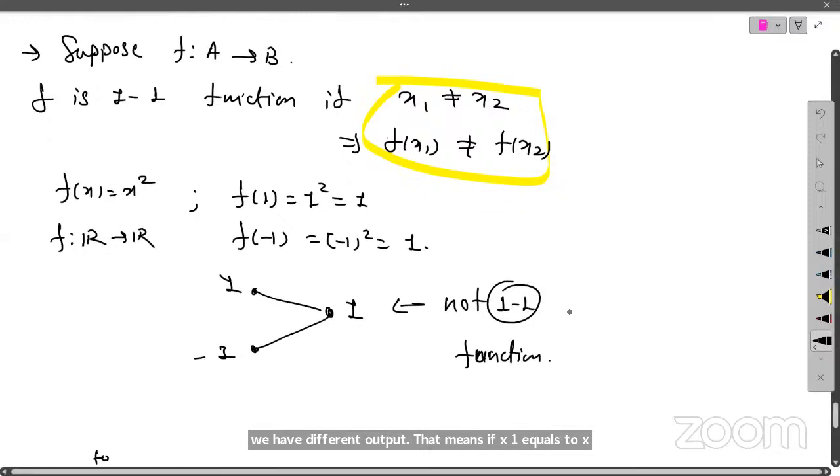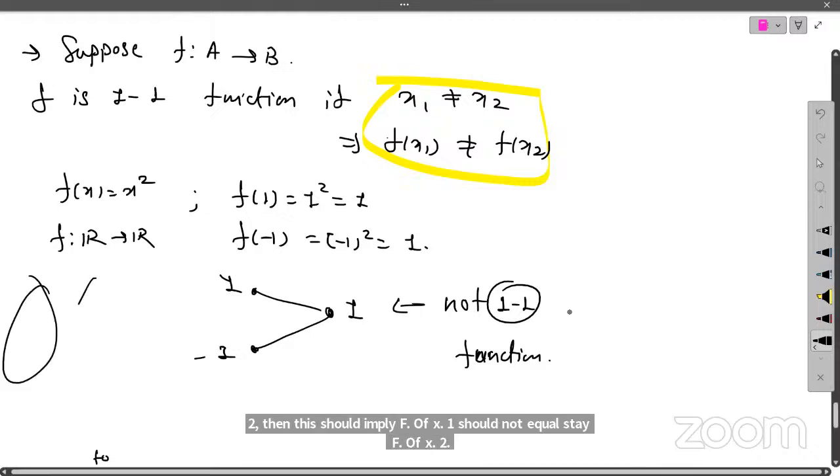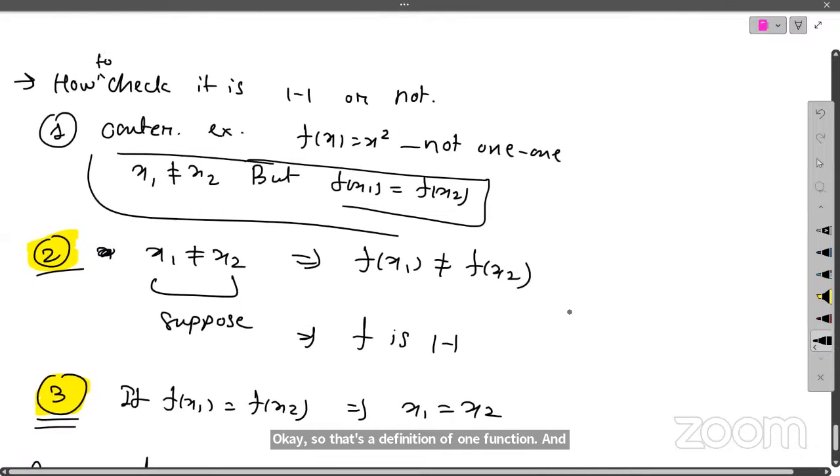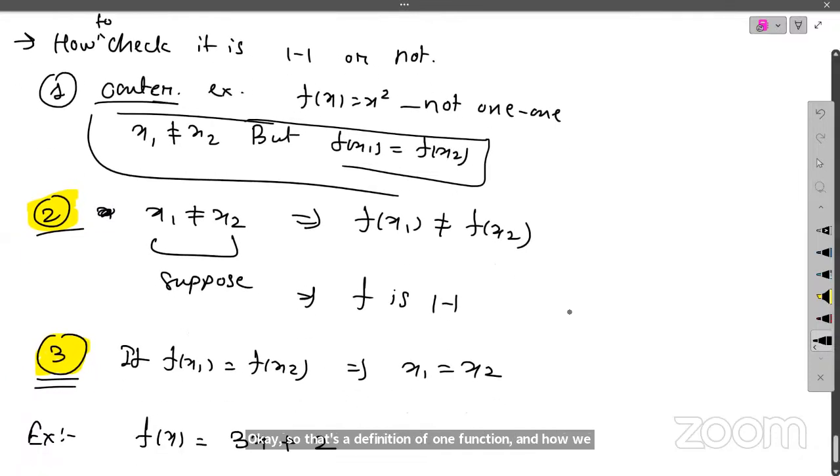So 1-1 means we should have something like a 1-1 correspondence. This is the input, this is the output, so something like this should happen. In a picture you can imagine such an image. This is known as 1-1 correspondence, one input and one output. That's why it says 1-1. So that's the definition of a 1-1 function. And how can we check that a function is not 1-1? The first thing is obviously a counter example. If you get any counter example, then you can say that the function is not 1-1.